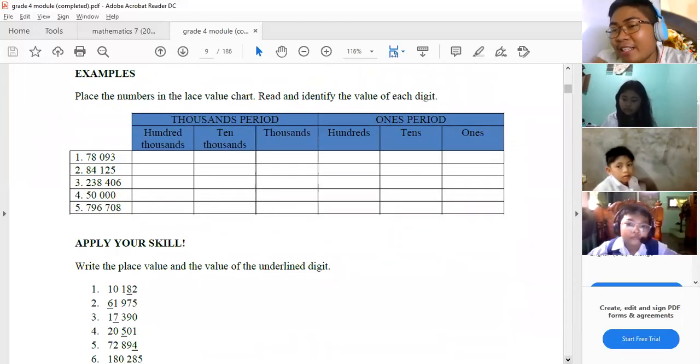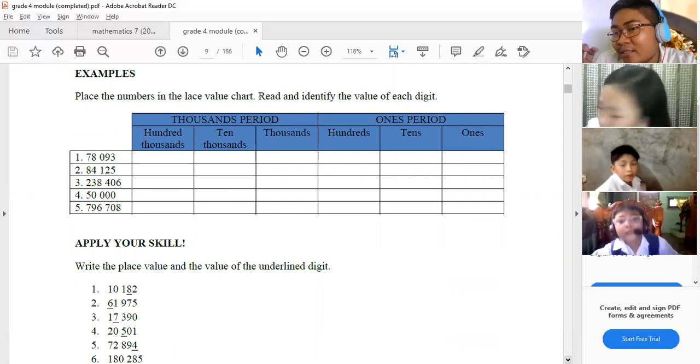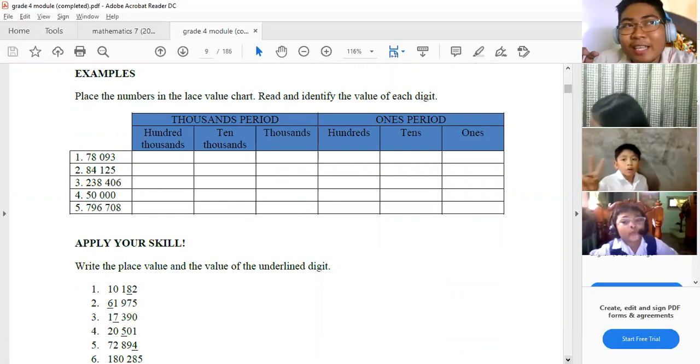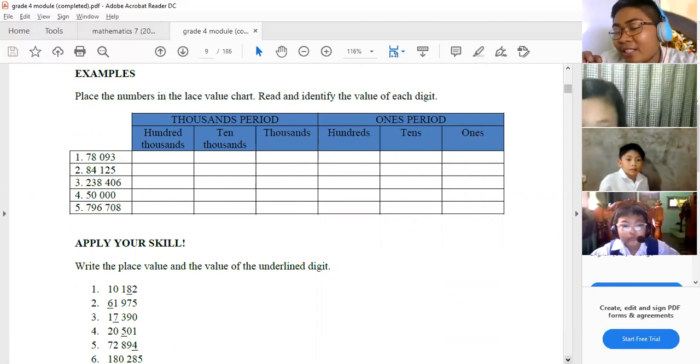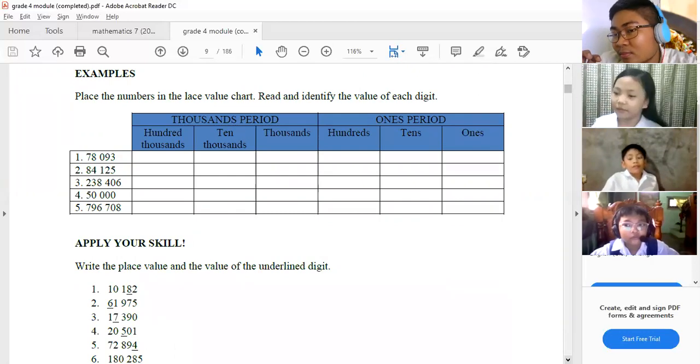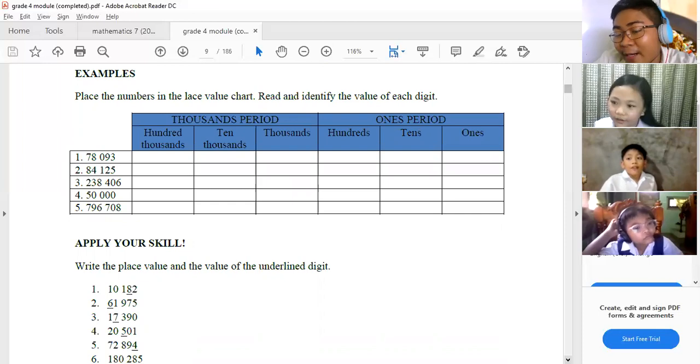How about in hundreds? How many zeros are there? 2. How about thousands? 3. How about 10,000? 4. How about 100,000? How many zeros are there? There are 5. Correct?